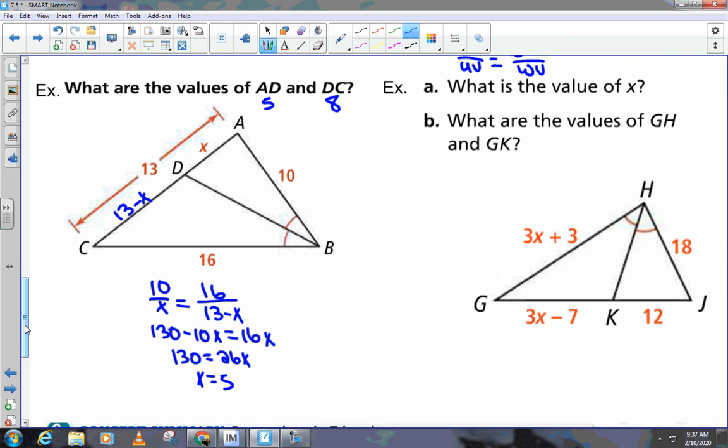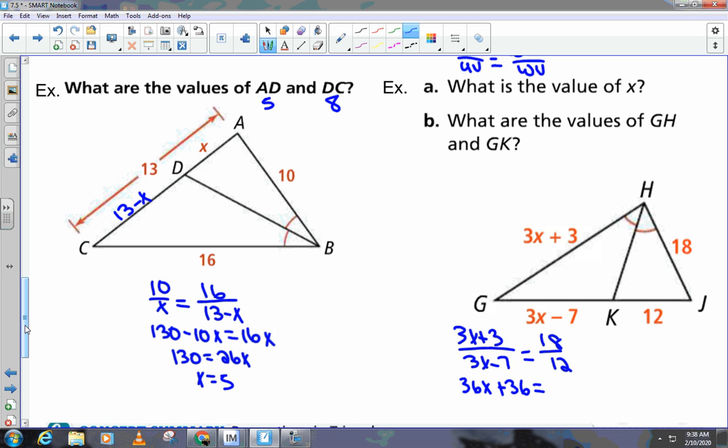We want to find the value of x, and then GH and GK. What's the first thing we notice about our picture? It's an angle bisector, right? Which means the opposite side is broken into a ratio that's the same as the other two sides, correct? So what are we going to do to find x? Any thoughts? 3x plus 3 is to 3x minus 7, as 18 is to 12.